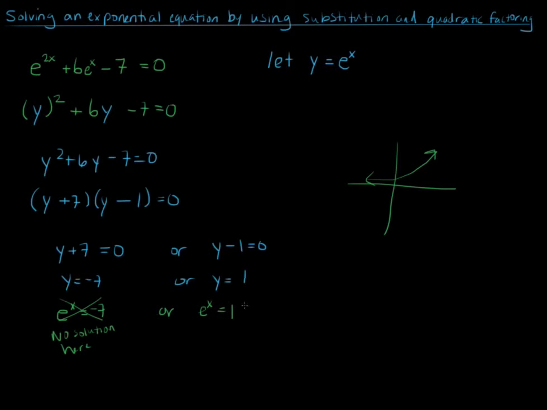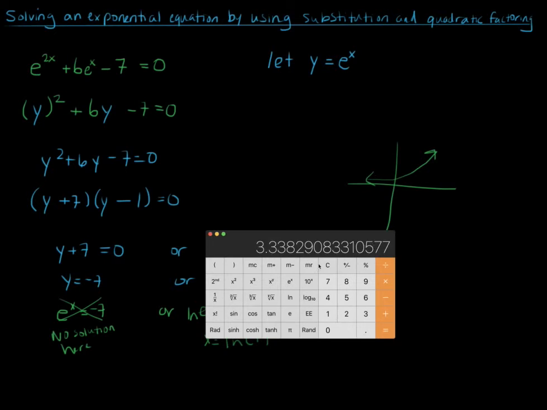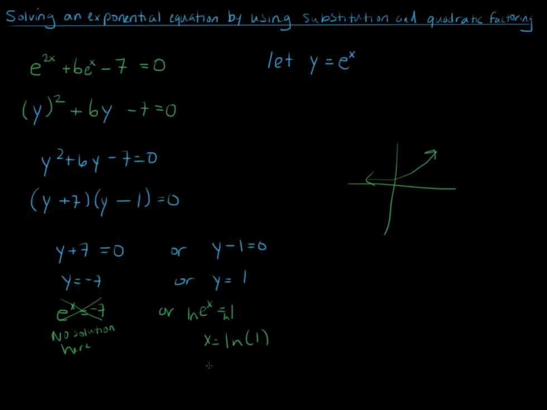And then it says, or e to the x equals 1. Here you can do a number of things, but one thing you could do is remember that e to the 0 power equals 1. The other thing you could do is take the natural log of both sides. So you could just do x equals ln of 1. When you put that in your calculator, you'll see that the natural log of 1 is 0. You might have also noticed that e to the 0 power is equal to 1, so it should be 0. So x equals 0 would be the solution that you would get from this equation.